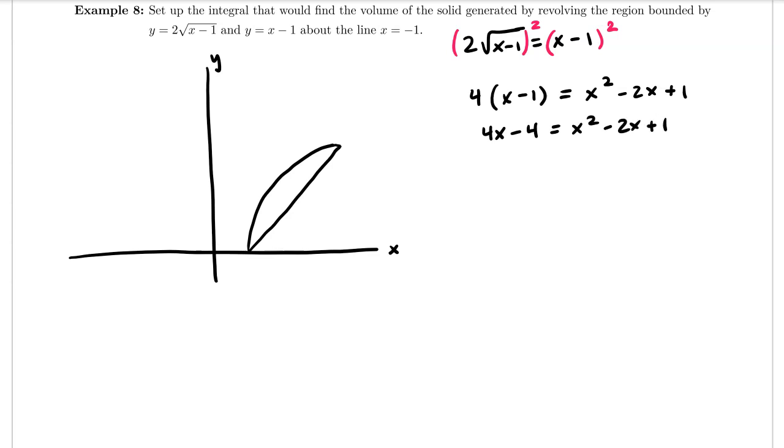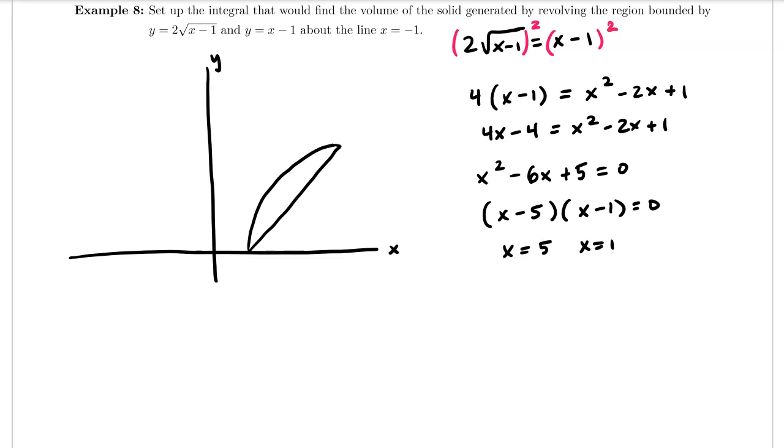I'm going to distribute on the left-hand side. And now I just want to get all the terms to one side. So I have x squared, I'm going to subtract 4x from both sides, so that would give me minus 6x, and then I can add 4 to both sides, so that would give me plus 5 equals 0. If I factored this, that would give me x minus 5 times x minus 1 equals 0, and we end up getting x equals 5 and x equals 1. So this value here is 1, and this value here is 5.